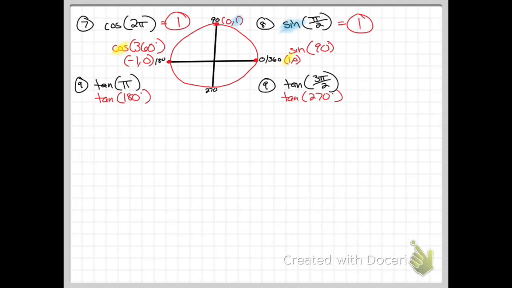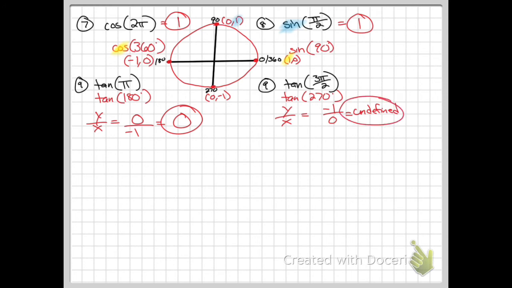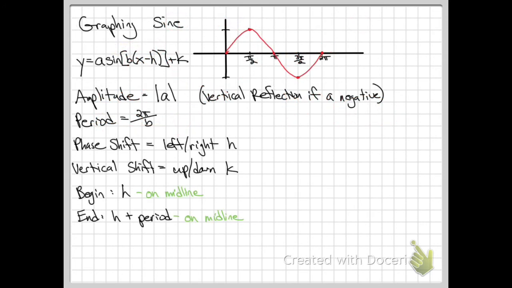Tangent of 180. Tangent of pi is the same as tangent of 180. So 180 is over here. The coordinate over there is left 1, so negative 1, comma 0. Tangent is y over x. The y value is 0. The x value is negative 1. 0 divided by anything is 0. Last one, 270 down here. This point is 0, comma negative 1. Tangent is y over x. That's negative 1 over 0. Anything divided by 0 is undefined. The answer to number 9 is undefined.